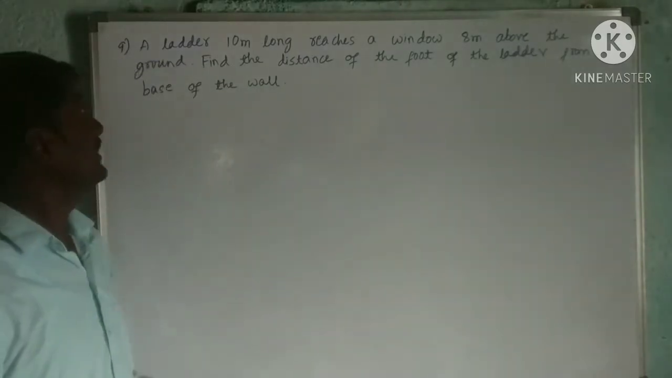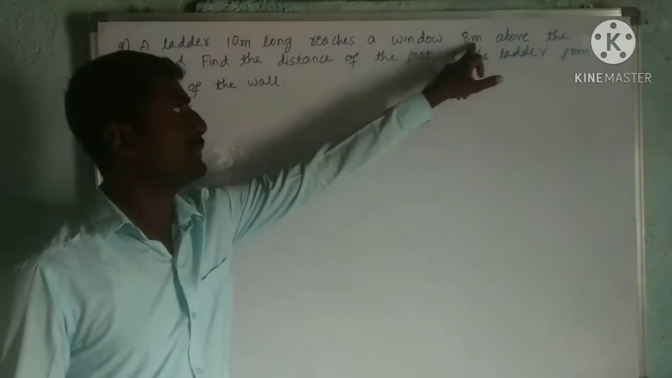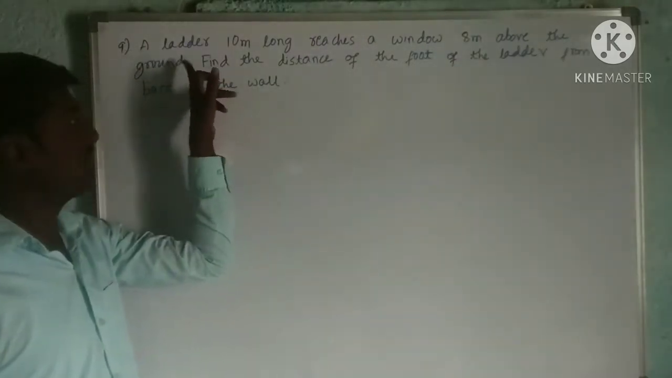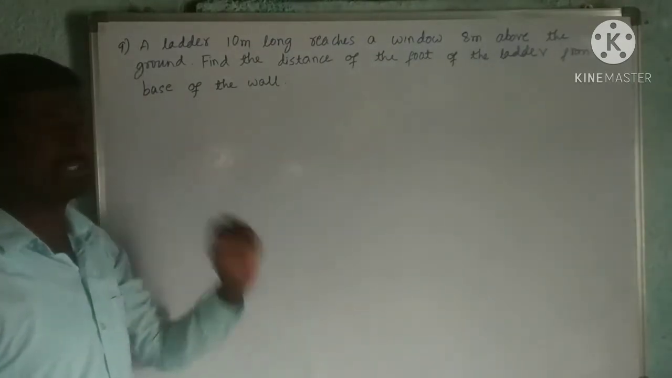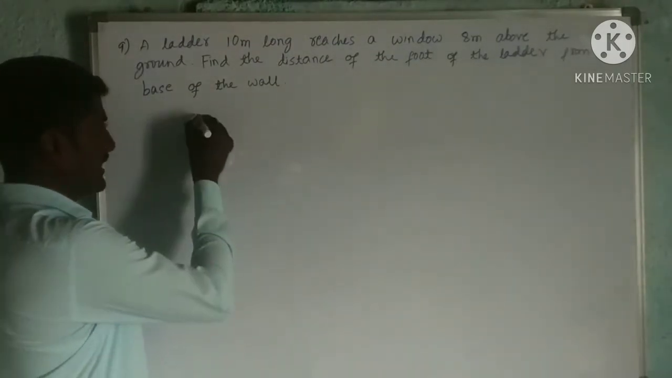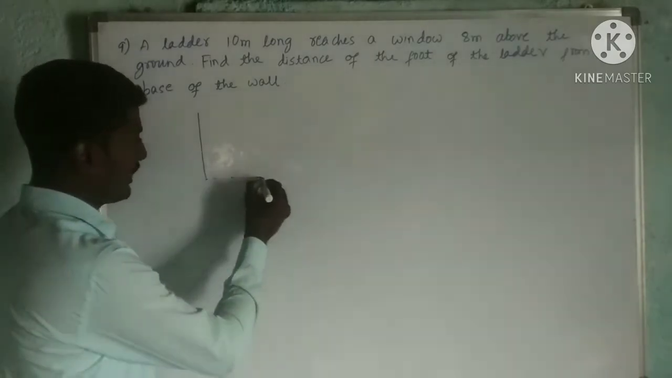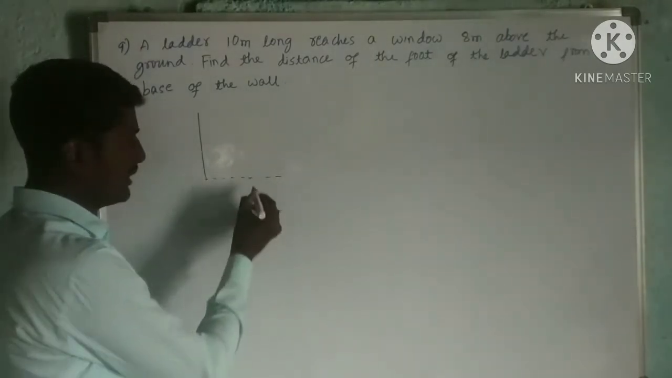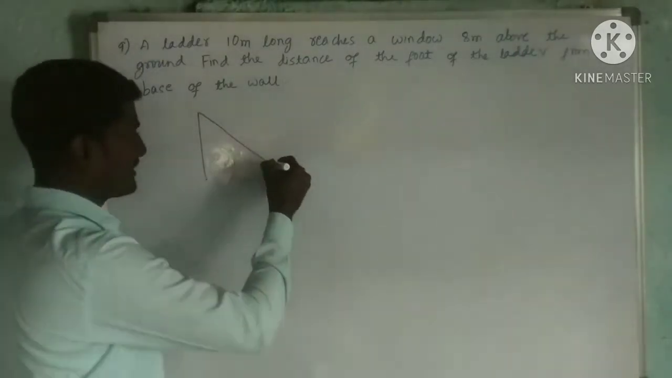Next, ninth question. A ladder 10 meter long reaches a window 8 meter above the ground. Find the distance of the foot of the ladder from the base of the wall. So let us take this as the wall, and this is the ground. So now here this will be the ladder.